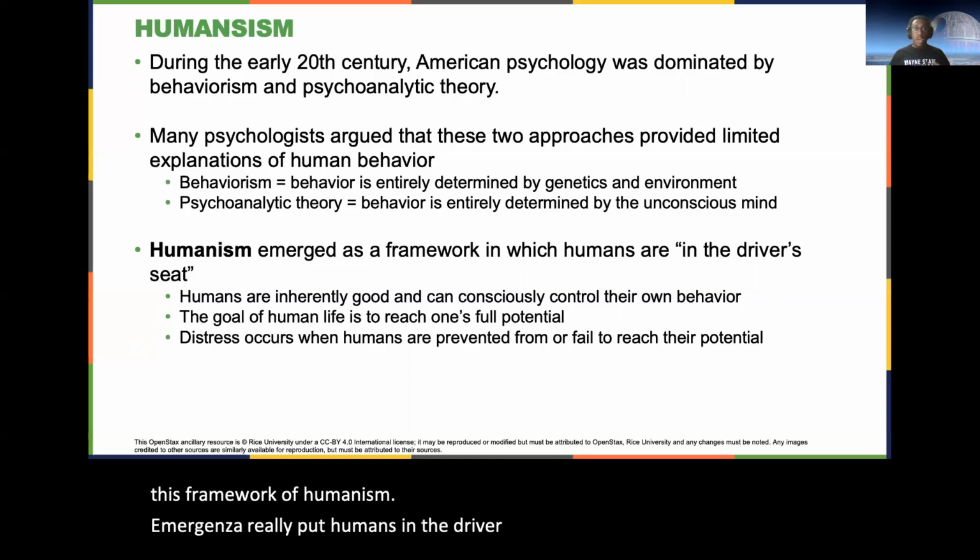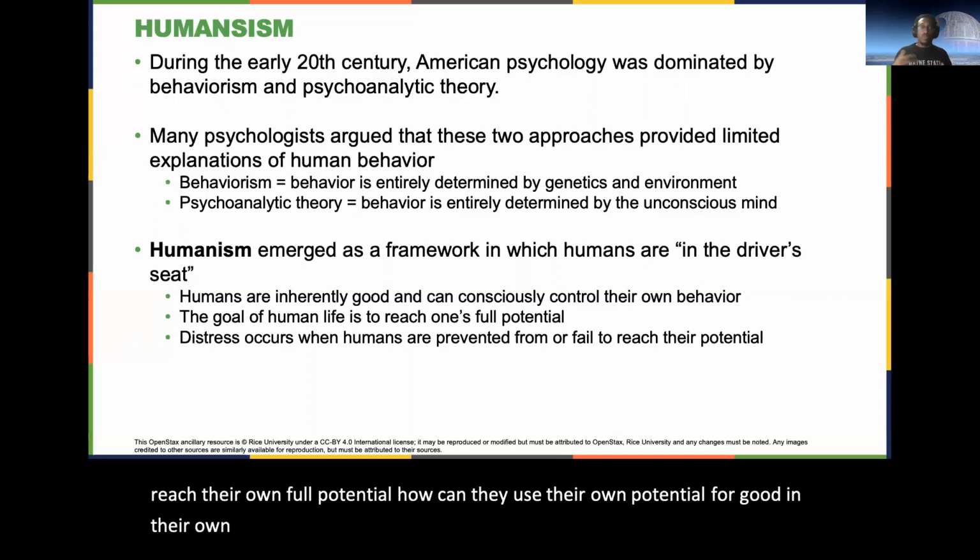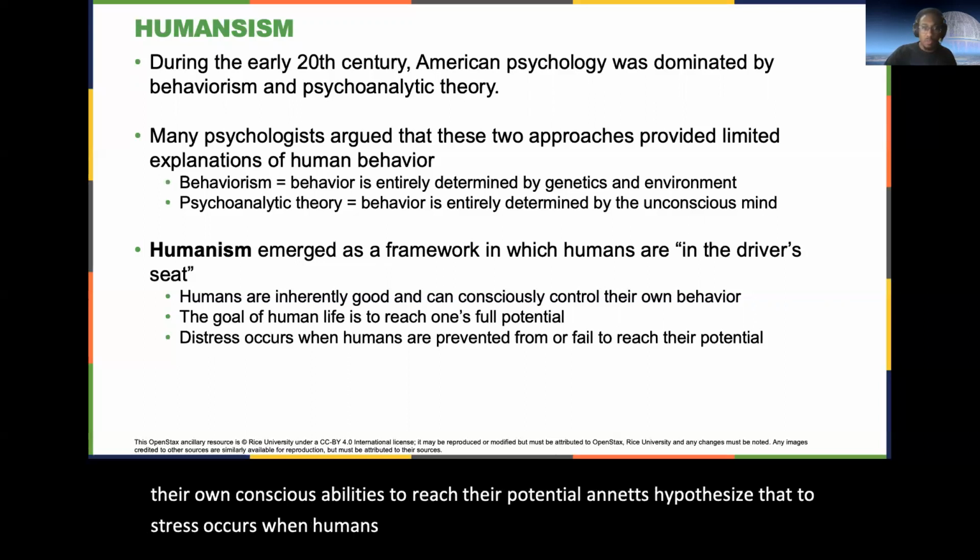It's all about how humans reach their own full potential. How can they use their own potential for good and their own conscious abilities to reach their potential? And it's hypothesized that distress occurs when humans are prevented from reaching their potential.